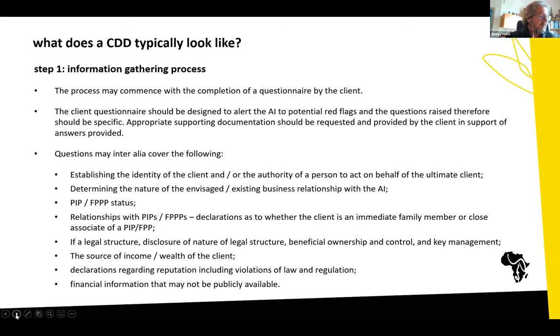And again, this is spelt out. The definitions of a family member or close associate are spelt out in the Act under Section 21H. If it's a legal structure, disclosure of the nature of the legal structure, beneficial ownership and control, and key management of the legal structure. So if we're talking about a company, if we're talking about a trust, etc., that level of detail needs to be obtained.